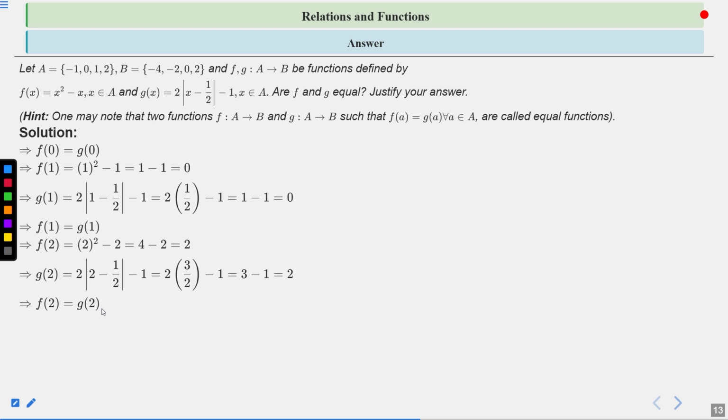So for every element in A, f of a is coming out to be g of a, right. Therefore, f of a is equal to g of a for all a belongs to A. Hence, the functions f and g are equal, right. All the conditions are satisfied here. So we can say that f and g are equal functions, right? Clear? Let us move to the next question.